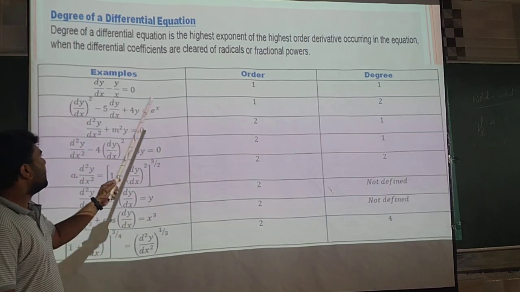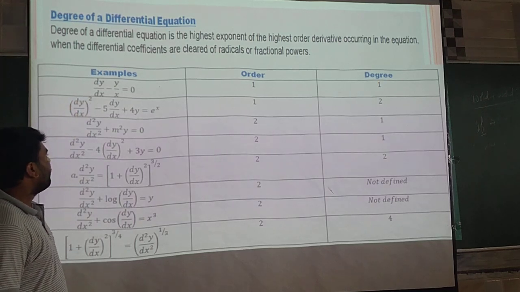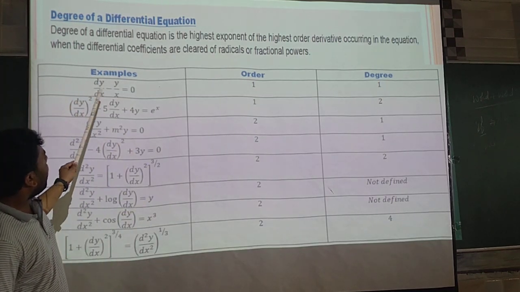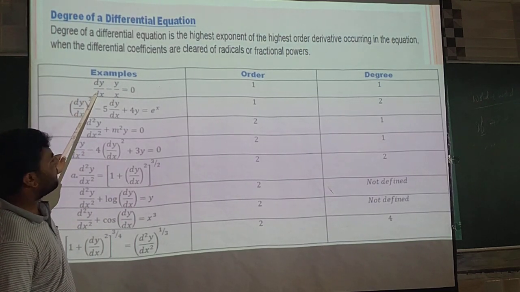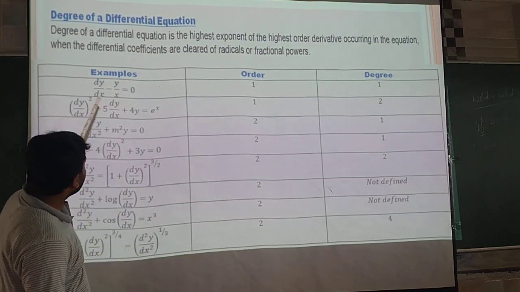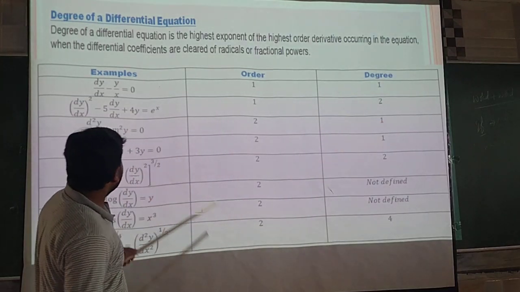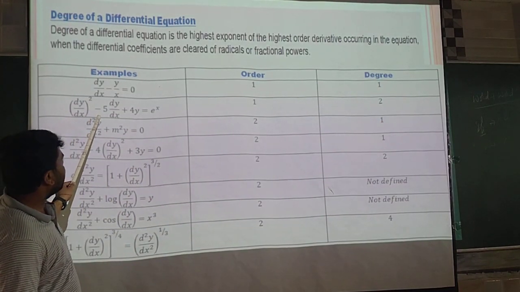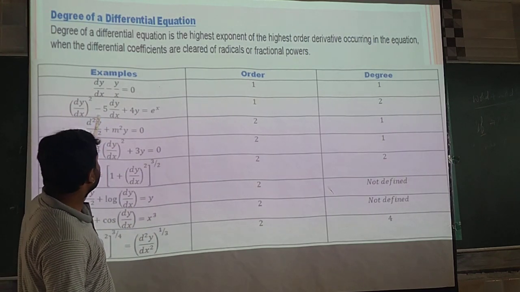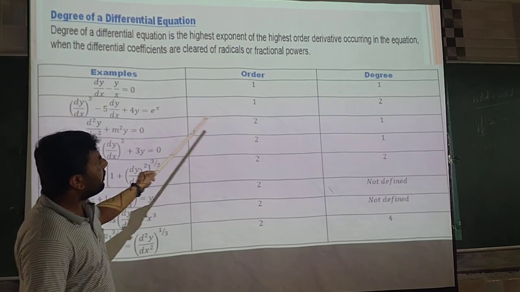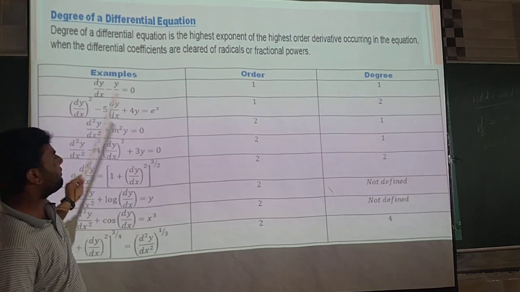So for examples, find the order and degree of the differential equation. First, dy by dx minus y by x is equal to 0. Here the given equation has dy by dx, which is first order, and the power of dy by dx is also 1, that is the degree. The next, (dy by dx) whole square minus 5 into dy by dx plus 4y is equal to e power x. Here the order of the differential equation is 1, and the power of the order is the degree. Here the degree is 2.